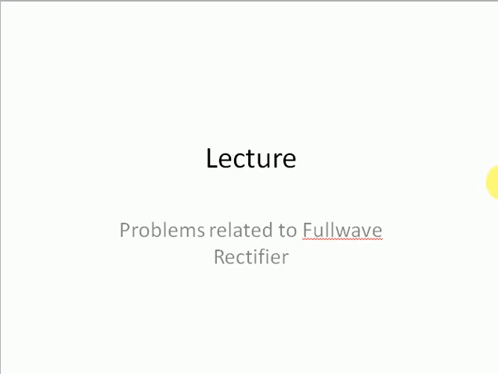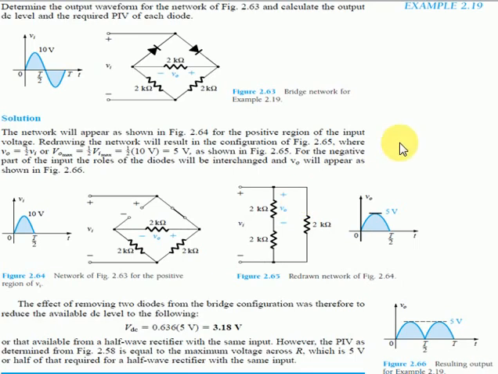Students, now in this lecture we will discuss the problems that are related to the full wave rectifier circuit. In this example, we have to find out the output waveform for the network as it's given in the figure, and calculate the output DC level and the required PIV rating of each diode.